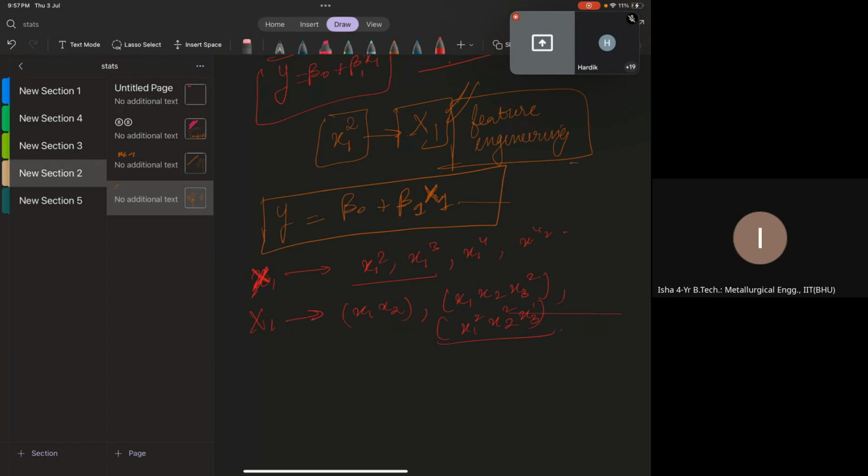Bhaiya, I didn't understand the second one. Combining. You have two variables, x1, x2. You just multiply these and create a new variable, x1 x2. And then you say y is dependent on beta 1 of x1. Clear now? So polynomial regressions, you don't have to study them separately. I hope you understand that it's just a change of feature. The model is performing in the same manner. Am I clear, everyone?